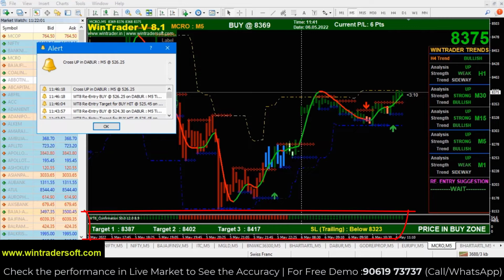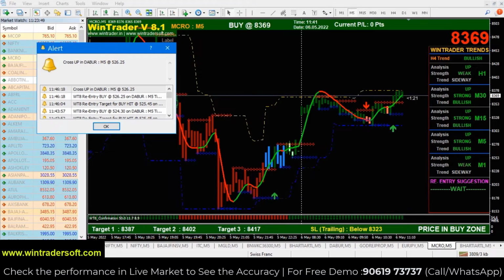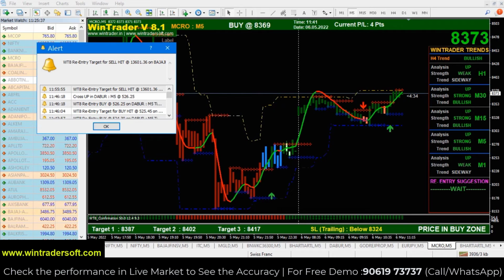So first, we can wait for the first target. Our first target is 8,387. Our entry point is 8,369 and our first target is 8,387. That means 18 points. Let's wait whether it is achieving the target or not. And if it is a trending market, then the software gives a re-entry option also. Re-entry means the software gives a new entry point and a new target also. In the re-entry suggestion box, it will display the new entry point and new target. So let's wait for the first target.